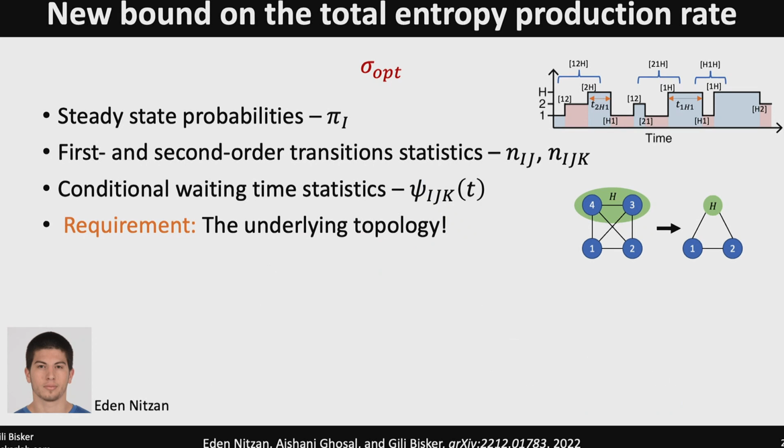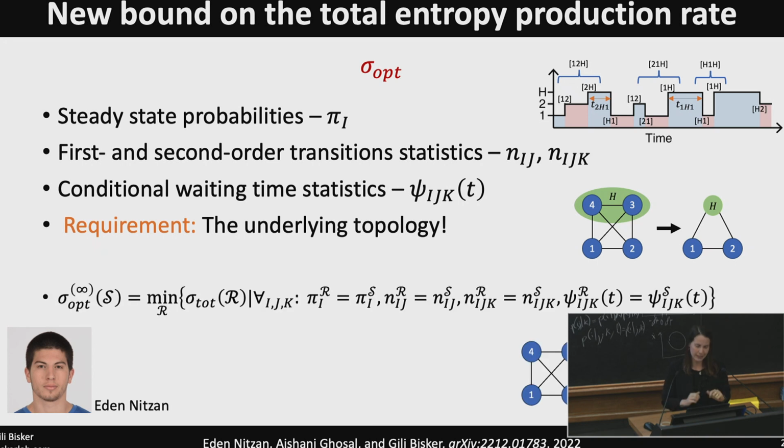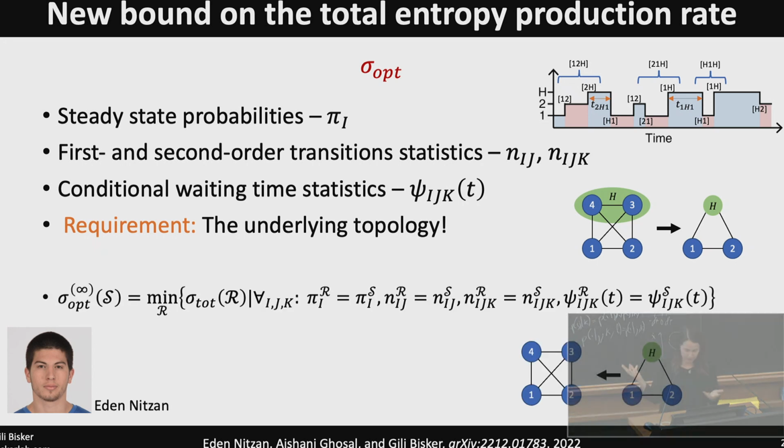Okay, so what did we do? This is our proposal, and I want to highlight Eden, who is the graduate student who has been working on this project. We consider the steady state probabilities. We consider the first and second order transition statistics, so the mass rates n_ij and n_ijk. And we also consider the conditional waiting time statistics that I label with psi_ijk. And I require knowledge about the underlying topology. Okay, and I will go back to that soon. And we suggest the following bound, okay?